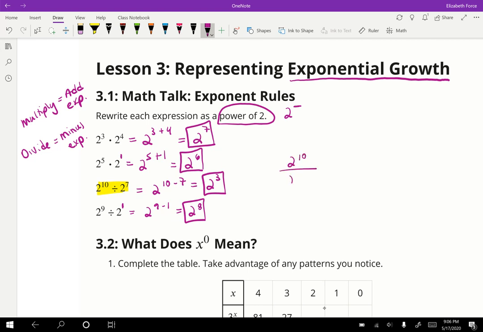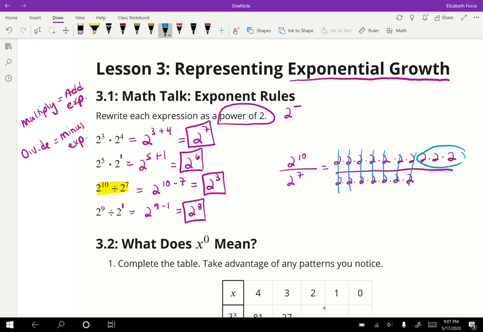2 to the 10th divided by 2 to the 7th. That means you've got 10 of these on top multiplying. 5, 6, 7, 8, 9, 10. And then you've got 7 of them on the bottom. 1, 2, 3, 4, 5, 6, 7. And anything divided by itself is just a 1, 2, 3, 4.